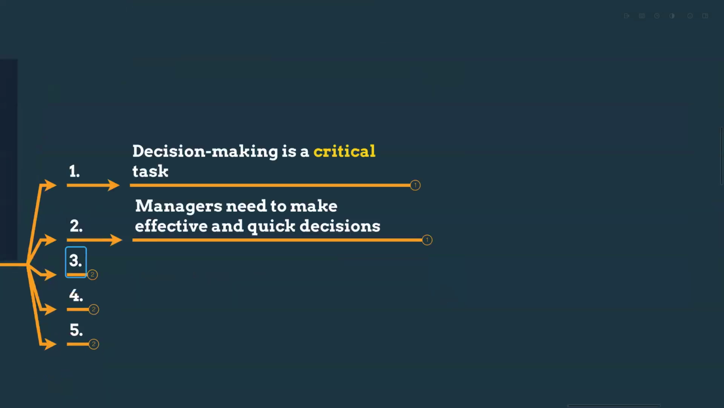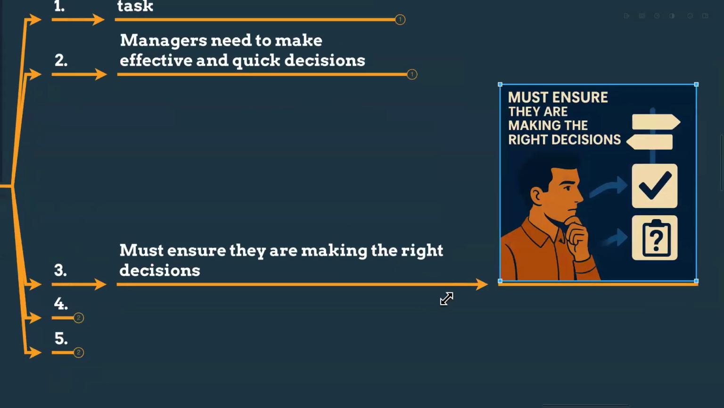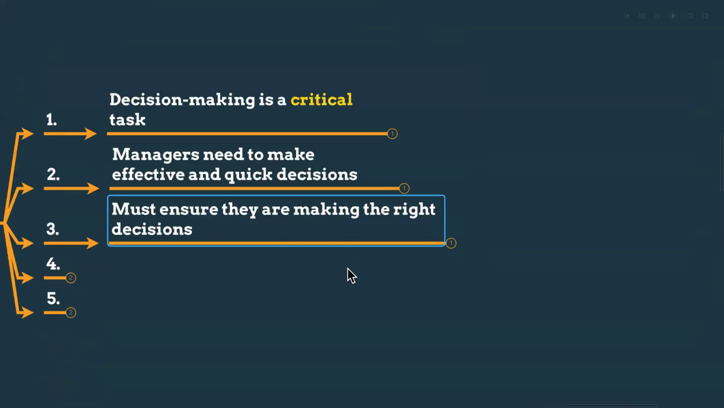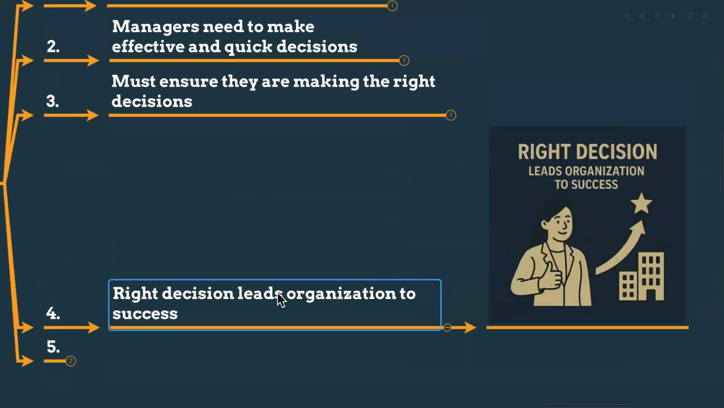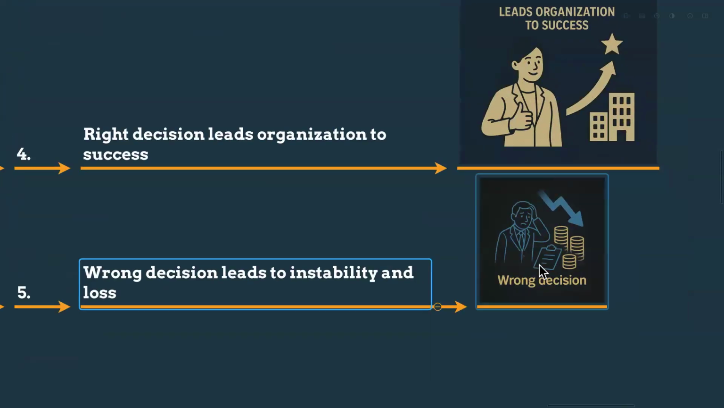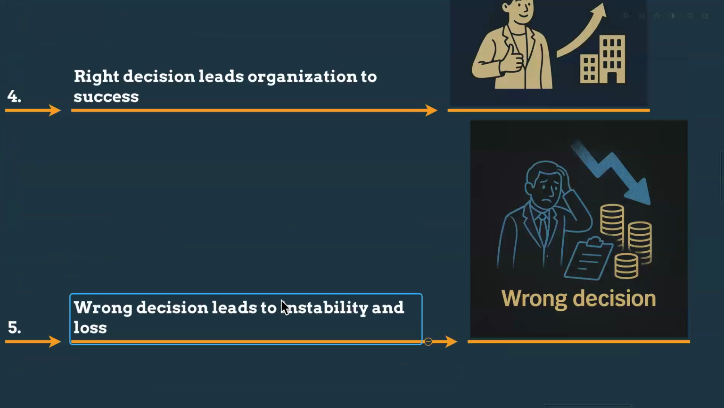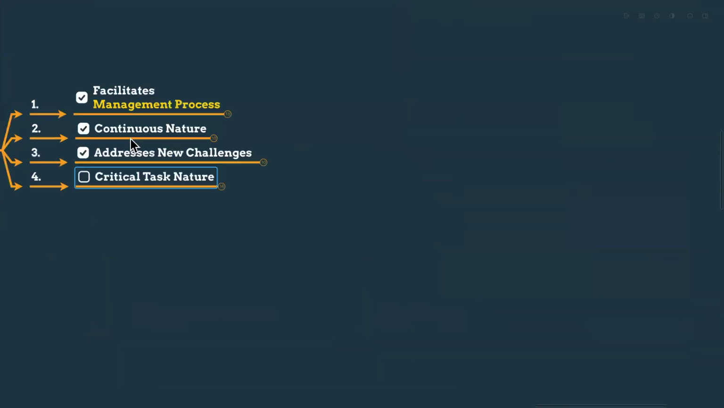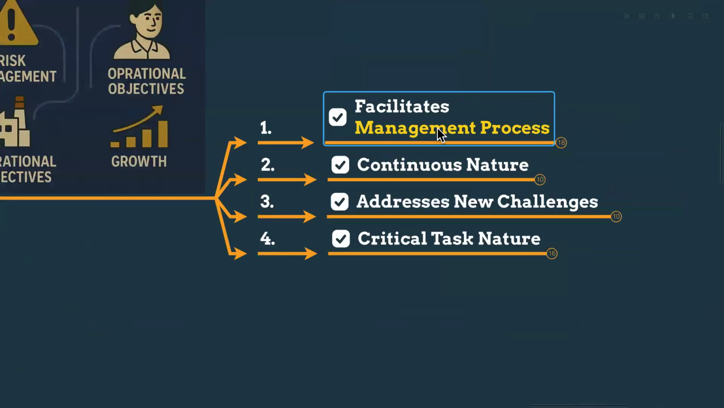So managers need to make effective and quick decisions, and they must also ensure they are making the right decisions. Only the right decision will give you the results. Right decisions lead the organization to success, right? And wrong decisions lead to instability as well as loss, right? That is the critical task nature. So my dears, these are the key importance.